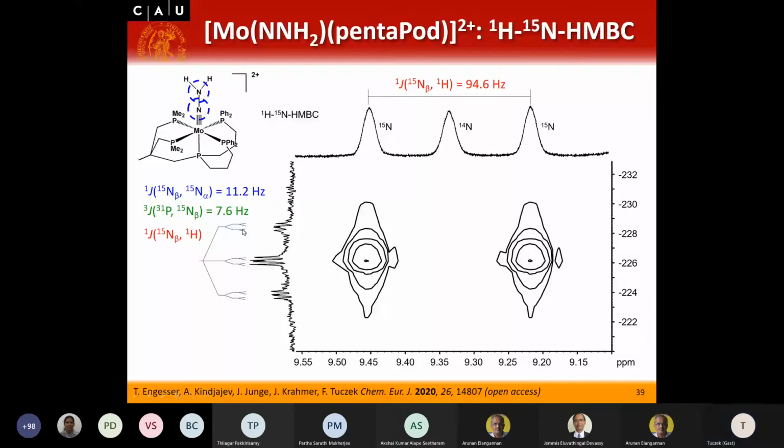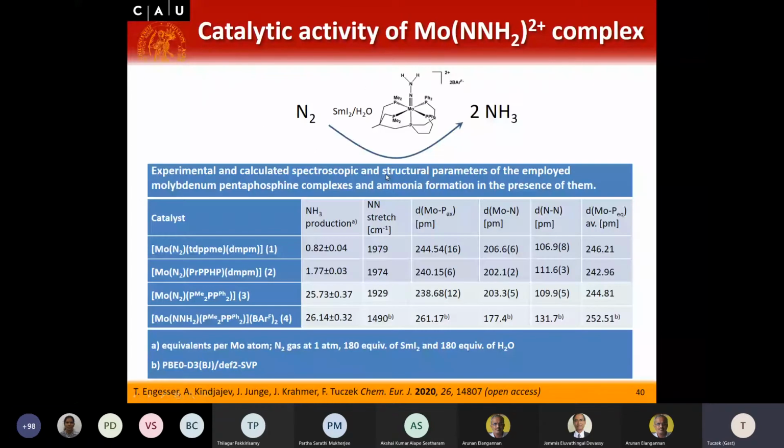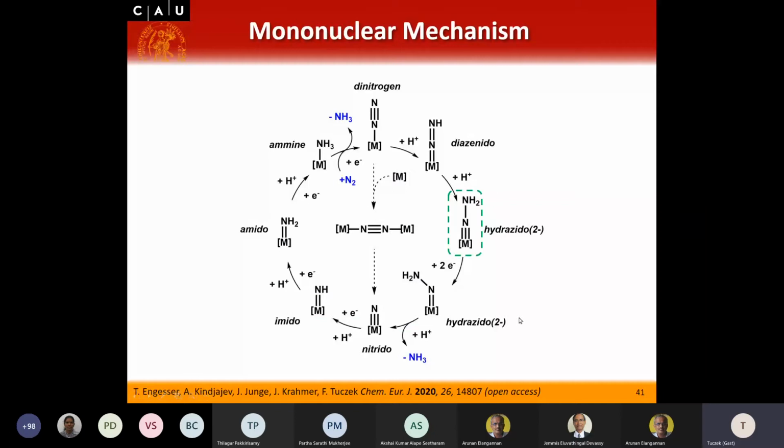Importantly, this NNH2 complex also served as a catalyst for the reduction of N2 to ammonia. So we could equally well use this NNH2 complex as a catalyst in the presence of samarium iodide and water. So it converted N2 to ammonia with very similar turnover number. So we think that this proves that this mechanism follows a mononuclear pathway.